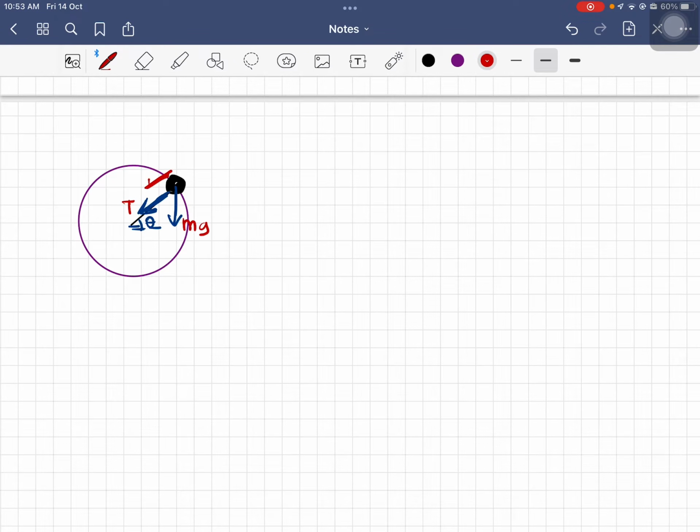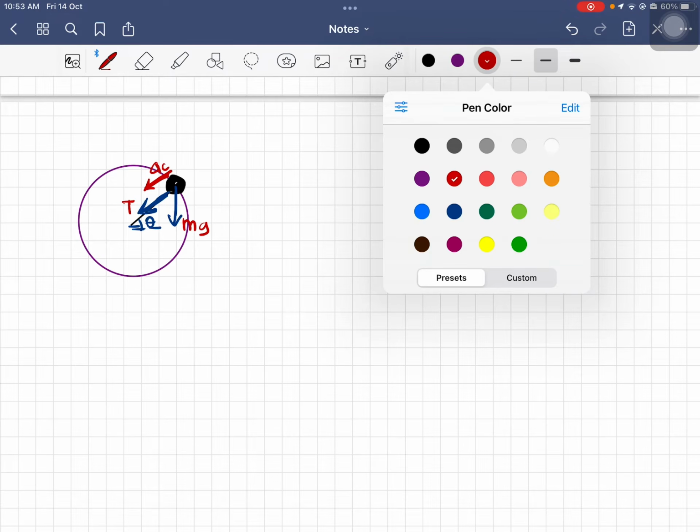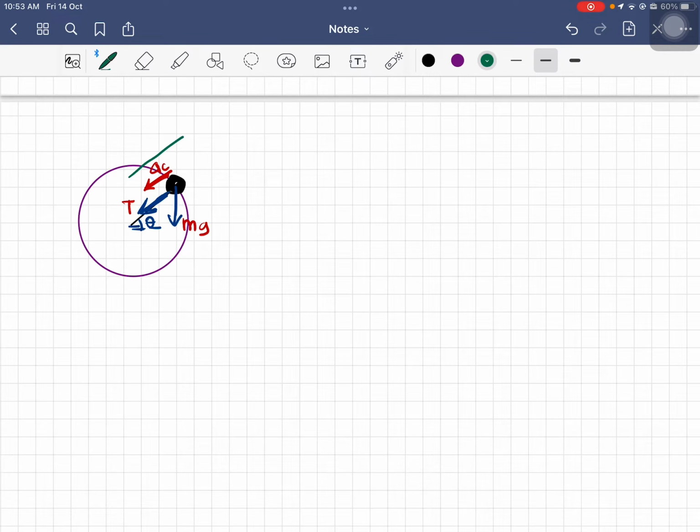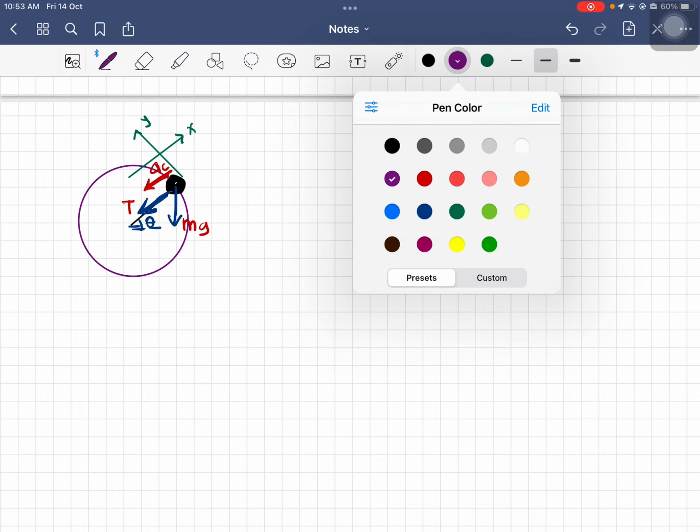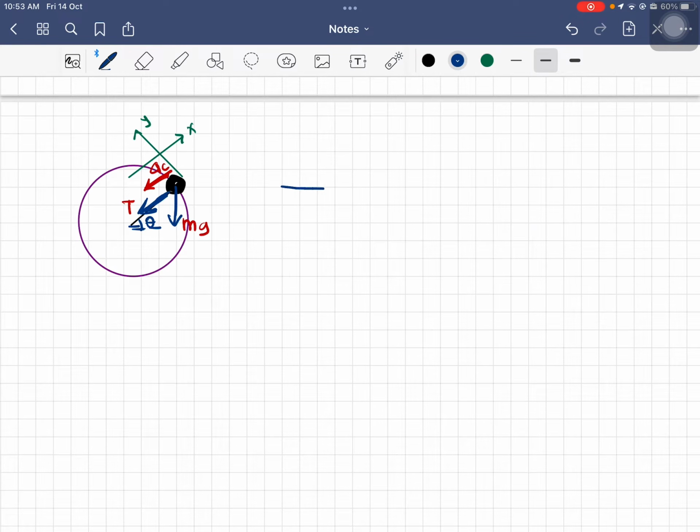So AC mesti ikut T kan, macam ni kan. Jadi your AC should be your axis. Dia akan jadi macam ni. So this is x axis, this is y axis. Jadi bila kita lukis balik, kita akan dapat something like this. This is our T, this is our mg.